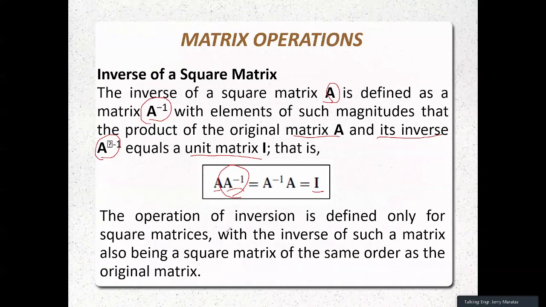Okay. So the operation of inversion is defined only for square matrices. So take note, inversion of a matrix is only applicable to square matrices. So a 3 by 3 or a 4 by 4, you can get the inverse of those matrices because they are square matrices. With the inverse of such a matrix also being a square, the resulting inverse should also be a square matrix of the same order. So a 3 by 3 matrix, you can get the inverse of that matrix simply because it's a square matrix, and the resulting inverse will also be a 3 by 3 matrix. Okay, the same size. I hope I made it clear.